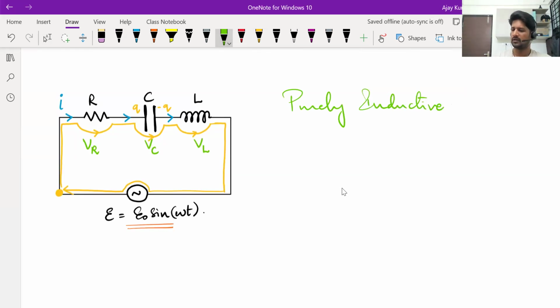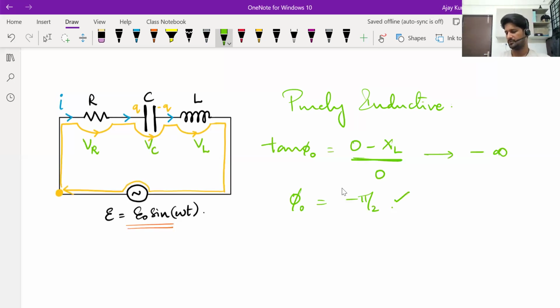When do we call it purely inductive? R should be 0, XC should be 0. Then in that case, tan phi naught is XC minus XL divided by R. So it's like negative something divided by 0. So this tends to minus infinity. And tan of what angle is minus infinity? Minus 90 degrees, so minus pi by 2. So the phase constant becomes minus pi by 2, or the phase difference between current and EMF becomes minus pi by 2.